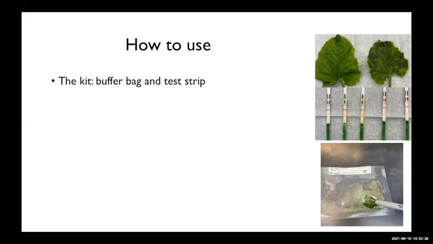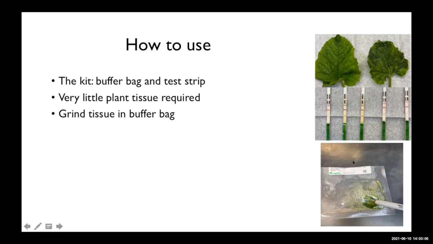So how to use it? Most of the testing strips come with a small buffer bag with mesh bags inside, and they have buffer inside, which is to extract all the enzymes and the antibodies that you have in your sample. So it comes with the buffer bag and test strips. You need very little plant tissue. The rule of thumb is to have plant tissue as big as your thumbnail.